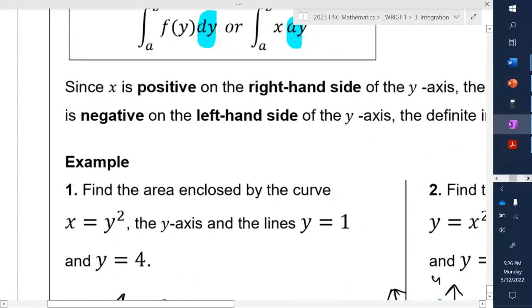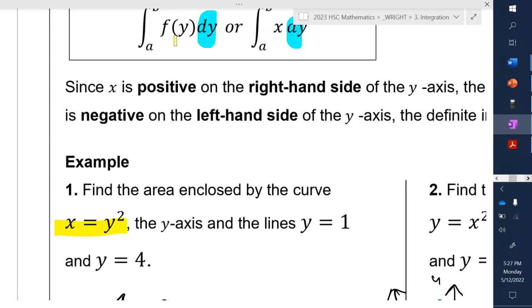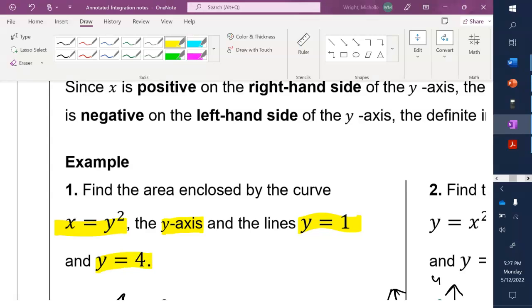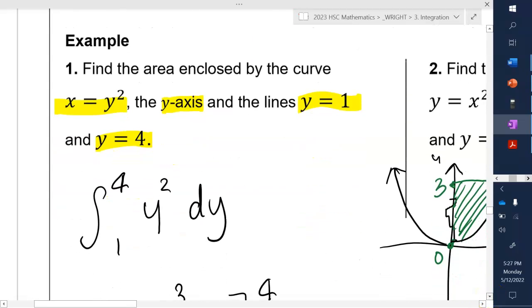We sometimes need to change our function in order to get the right outcome. Let's have a look at the first example. Find the area enclosed by the curve x equals y squared, the y-axis and the lines y equals 1 and y equals 4. This is already set up nicely. We've already got an x equals, so we don't need to rearrange this equation. We want the area against the y-axis, and we have our two y values, so we can put that straight into the integral: the integral between 4 and 1 of y squared dy.